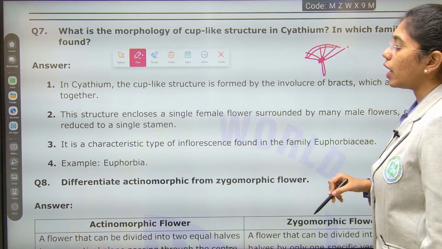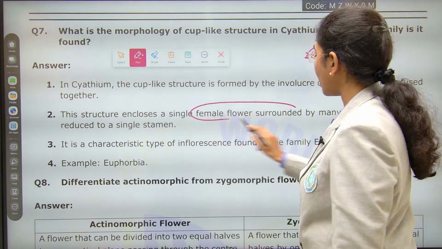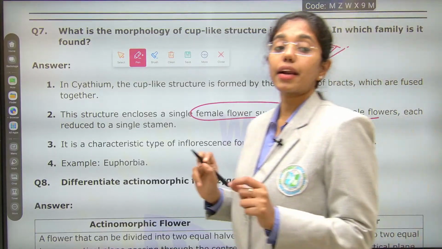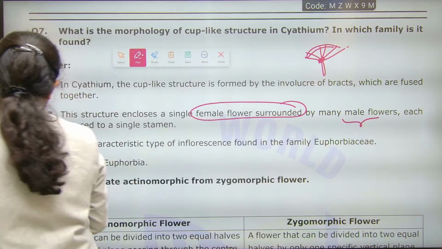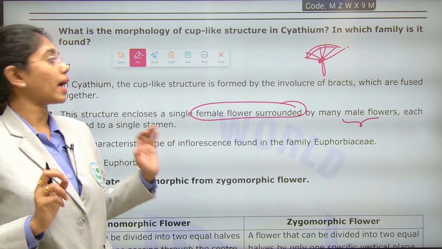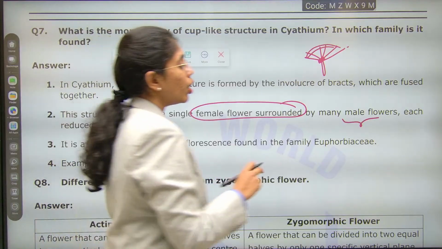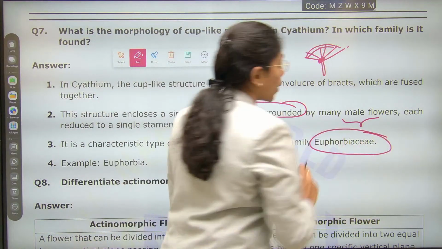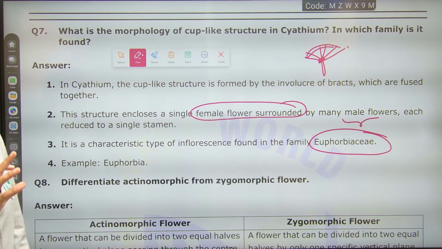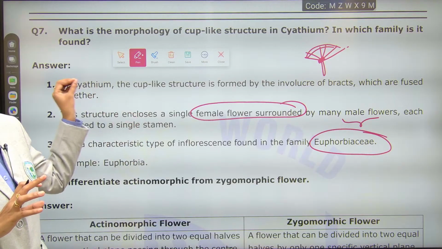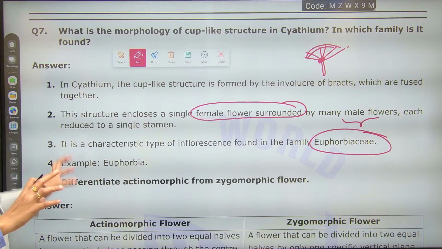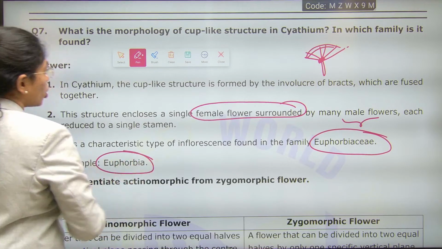The structure will enclose a single female flower surrounded by many male flowers, each reduced to a single stamen. This is a characteristic inflorescence. Cyathium is the characteristic inflorescence of which family? Euphorbiaceae family. All these examples are important for your objective exam, both for NEET and MSET. Look into each type of inflorescence, its examples and families with utmost care. I will tell you a trick for it.